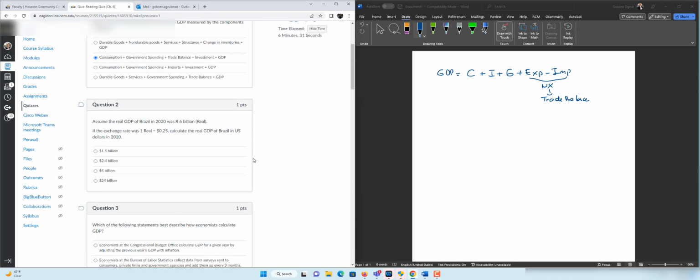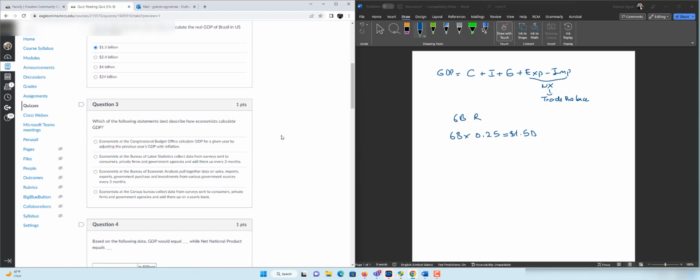Question number 2, assume the real GDP of Brazil in 2020 was 6 billion real. So 6 billion real is the real GDP. If the exchange rate was 1 real is equal to $0.25, calculate the real GDP of Brazil in US dollars in 2020. So what you need to do is take 6 billion and multiply by 0.25, the exchange rate. 1.5 billion is the correct answer.